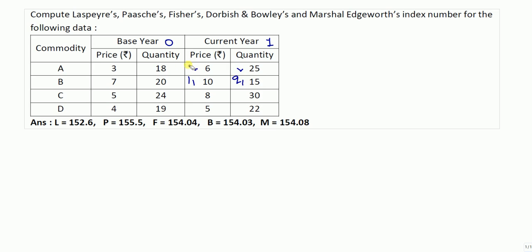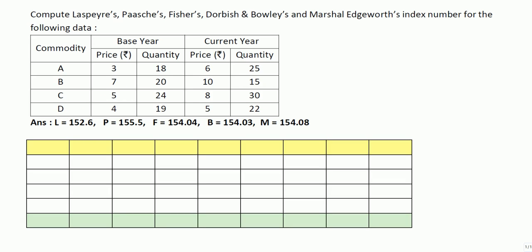So we have to prepare our table for calculation. Here is our table for the solution. First of all, write down the question. First column is commodity. Commodity is given by A, B, C, and D respectively, and the last row is the total. Now base year's price is denoted by P0. P0 is given by 3, 7, 5, 4. Then quantity of the base year is denoted by Q0: 18, 20, 24 and 19.